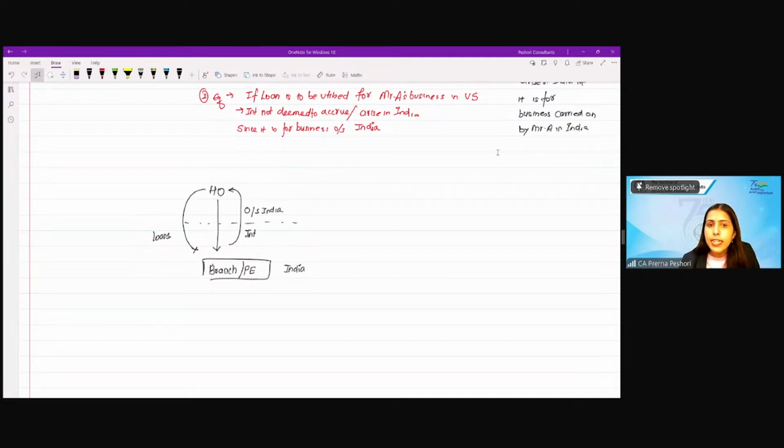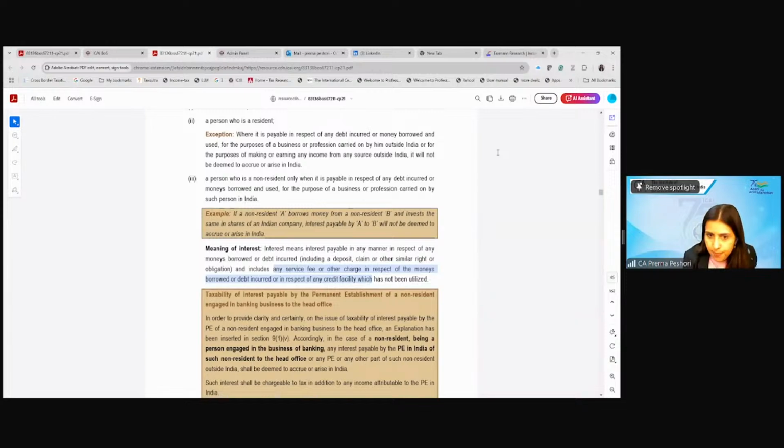Yes. So, because it is a payment to the self, right? Branch is not a separate person. It is a part of that enterprise itself. I am paying to myself.